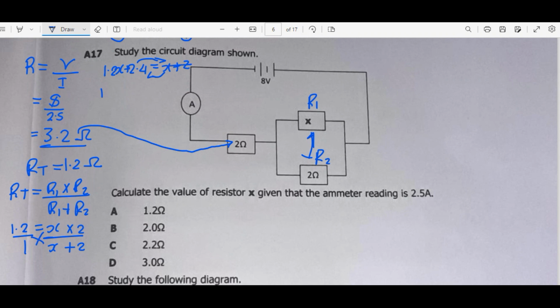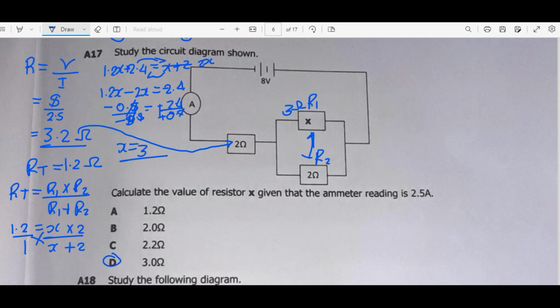So this should be 2X, since it's X times 2. 1.2X minus 2X is equal to negative 2.4. So if we subtract, we get negative 0.8X is equal to negative 2.4. We divide by negative 0.8, also here negative 0.8, which gives X the value of 3. So here the 3 ohms, so the answer is D.